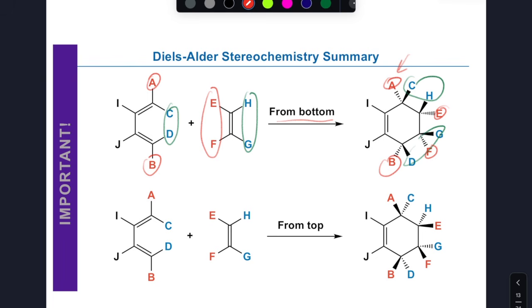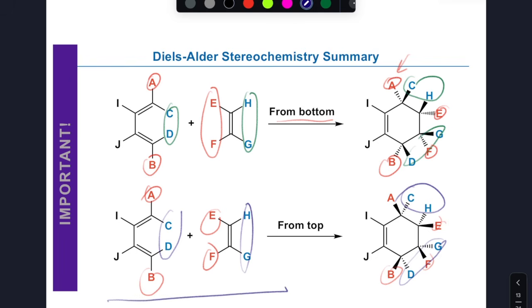If we do it from the top, same relative geometry. Once again, you can see that the red groups here are all syn relative to each other, and the blue groups also syn relative to each other. It's just that now from the top, the red groups end up being wedge, and the blue groups end up being dash. So these two sort of general ones are just meant to be mnemonics to help you predict what geometry of product you're going to get by properly setting up your starting materials first.